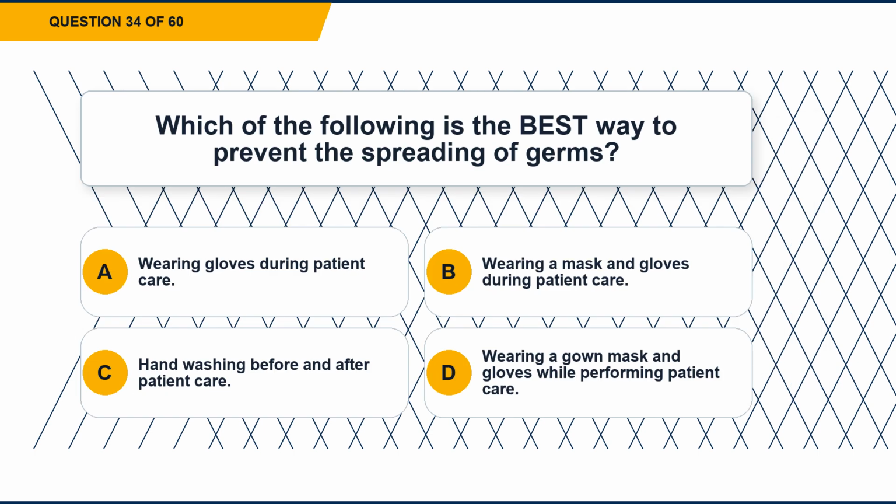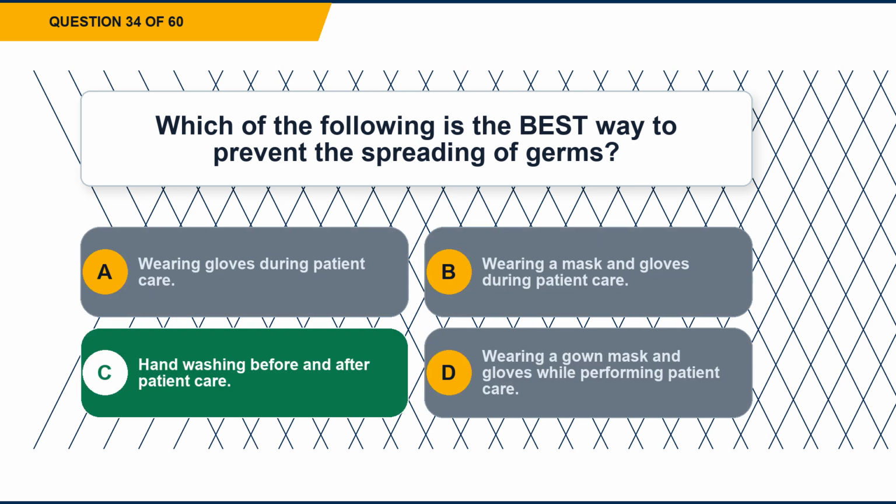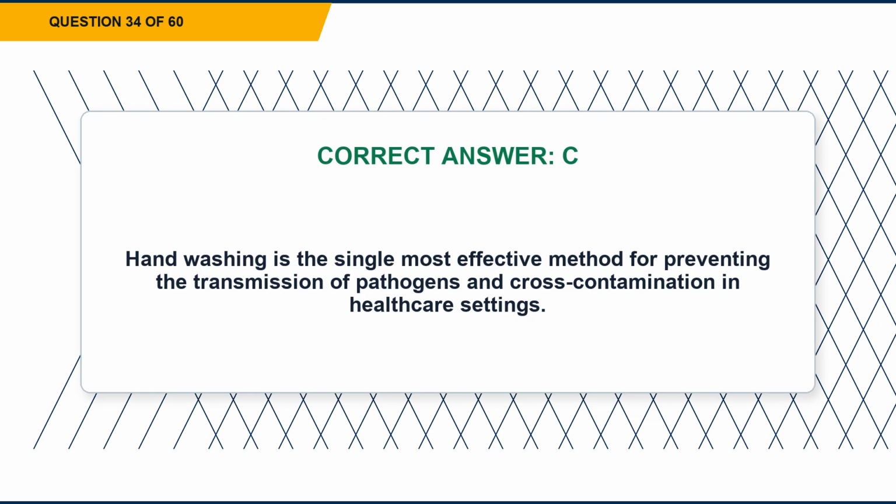Question 34. Which of the following is the best way to prevent the spreading of germs? Option A, wearing gloves during patient care. Option B, wearing a mask and gloves during patient care. Option C, hand washing before and after patient care. Option D, wearing a gown, mask and gloves while performing patient care. The correct answer is option C, hand washing before and after patient care. Explanation: hand washing is the single most effective method for preventing the transmission of pathogens and cross-contamination in healthcare settings.